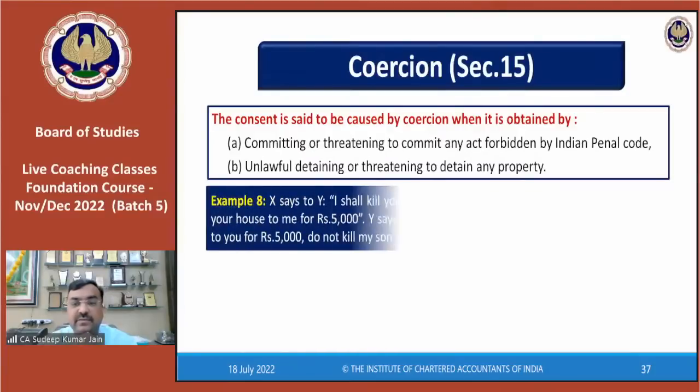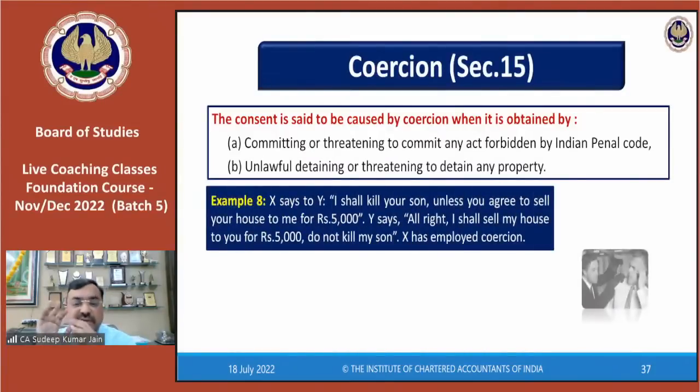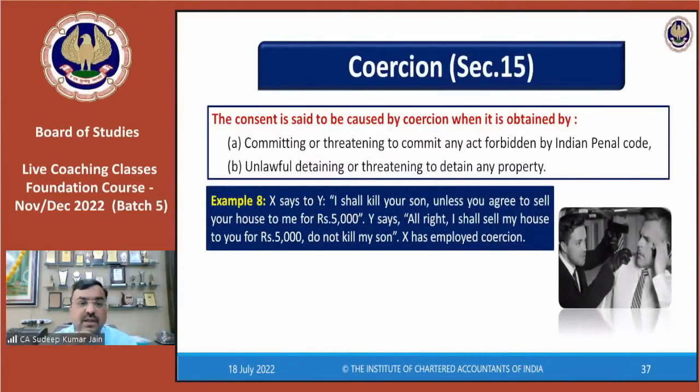In this case, the contract is void. First we see the examples. Mr. X says to Y, I shall kill your son unless you agree to sell your house to me for rupees 5,000 only. Y says, all right, I shall sell my house to you for rupees 5,000. Do not kill my son. Now X has employed coercion.